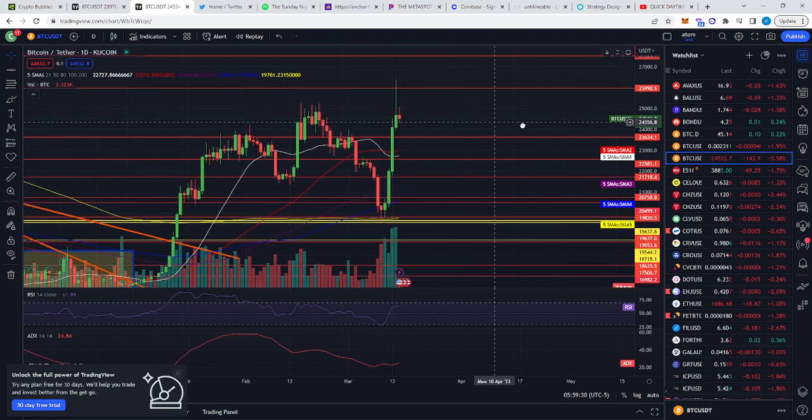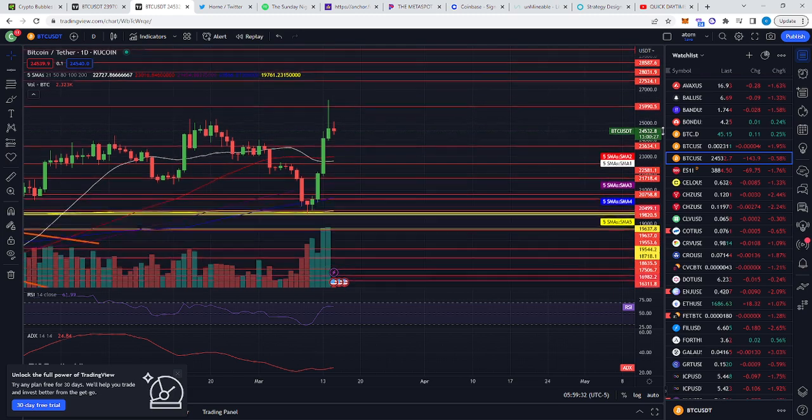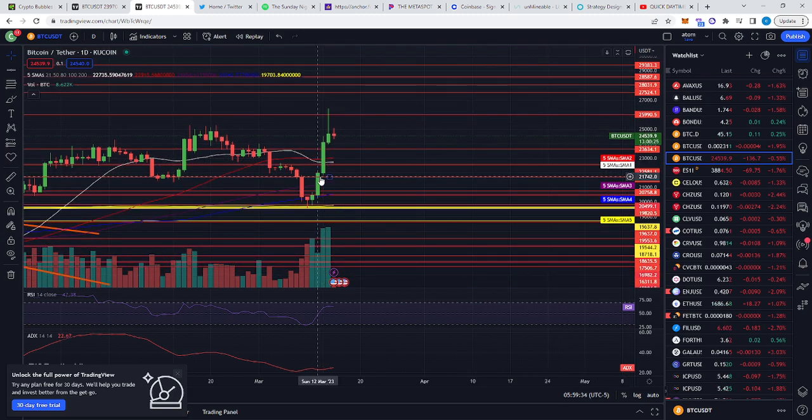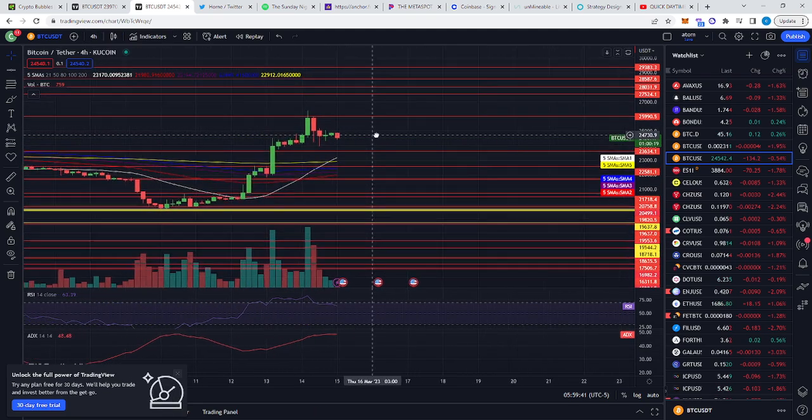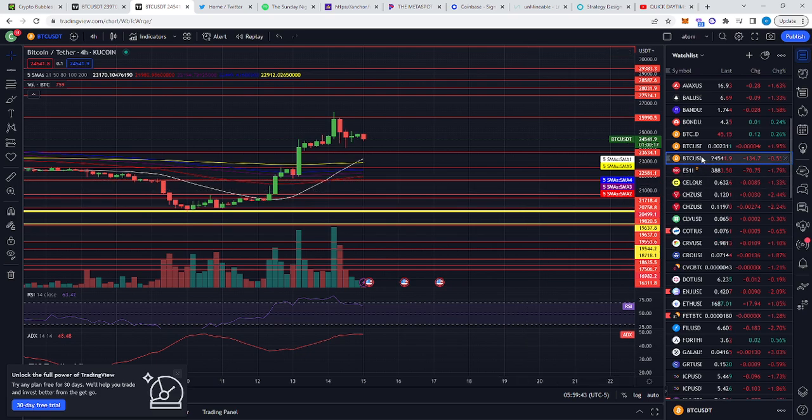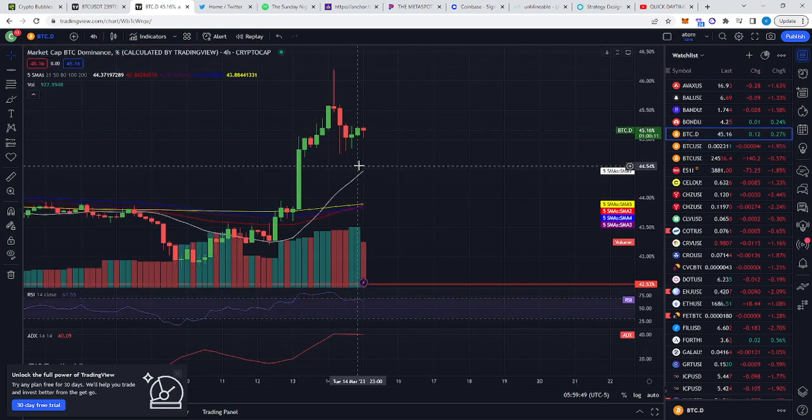Let's take a look at the Bitcoin dominance chart. As you can see, Bitcoin dominance, the money was flowing into Bitcoin. This is the daily chart, the last couple of days. Let's take a look at the 4-hour chart. As you can see, you had a little bit of sell off on Bitcoin dominance. And what is this? Oh no, that's Bitcoin. That's Bitcoin dominance right here. I'm sorry. This is the Bitcoin dominance.